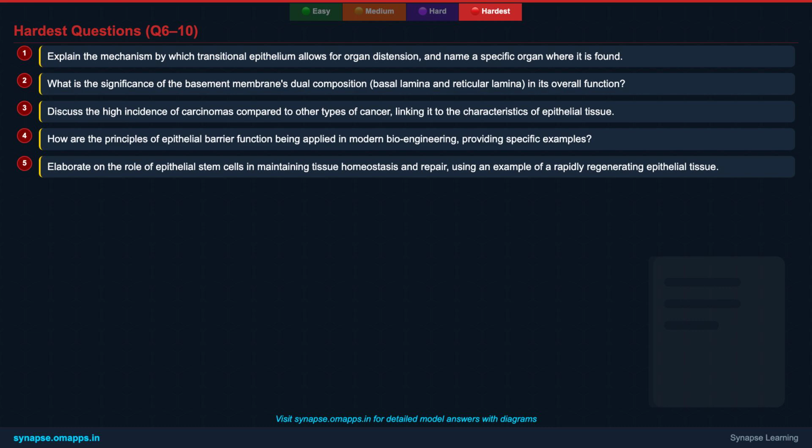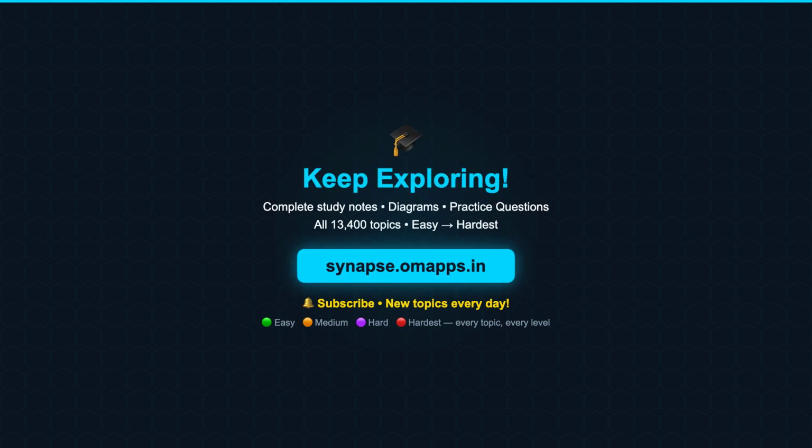Good luck! And that brings us to the end of our incredibly detailed journey through epithelial tissue. From its basic protective roles to its complex cellular mechanisms and engineering applications, we've covered a vast amount of ground. We hope you feel much more confident and knowledgeable about this vital part of your body. Remember, learning is a continuous process.